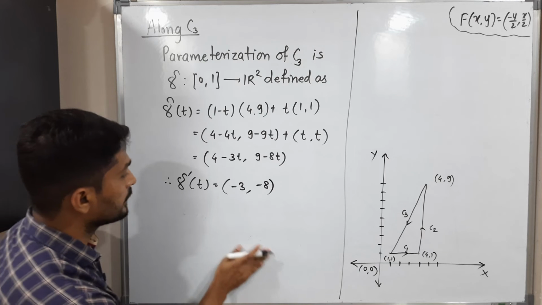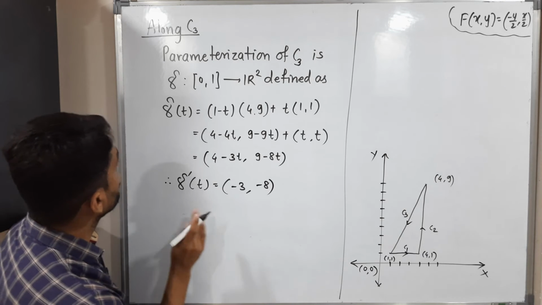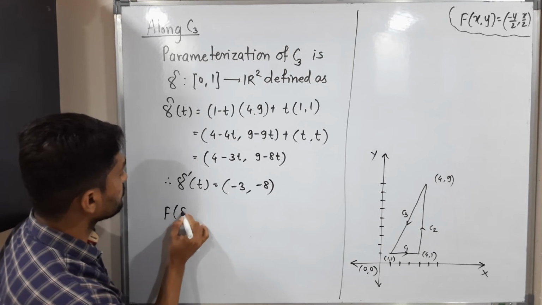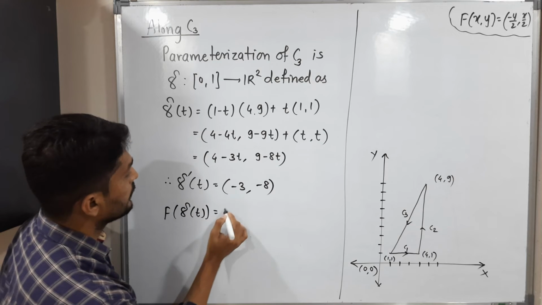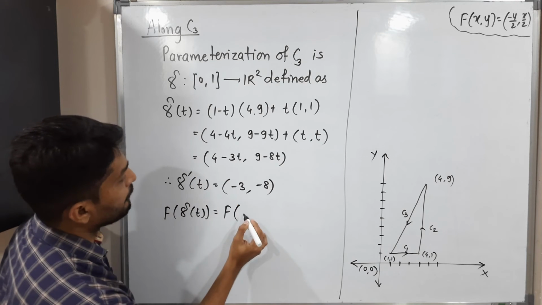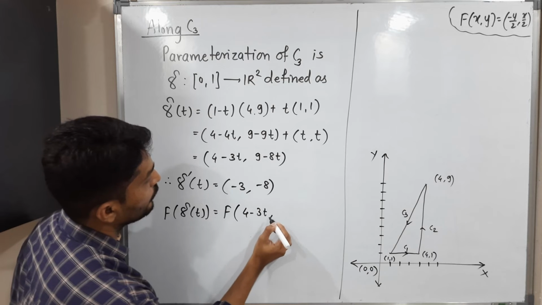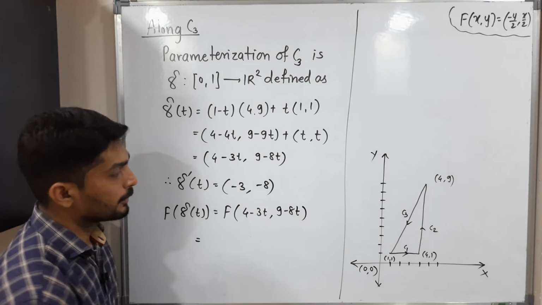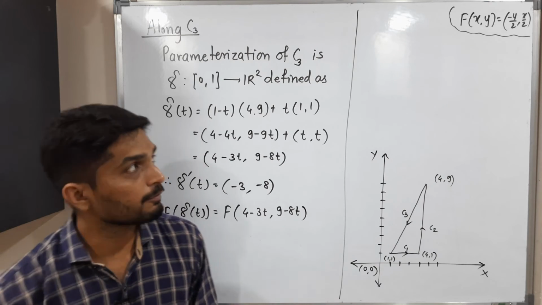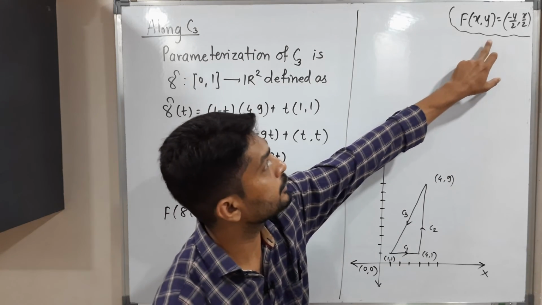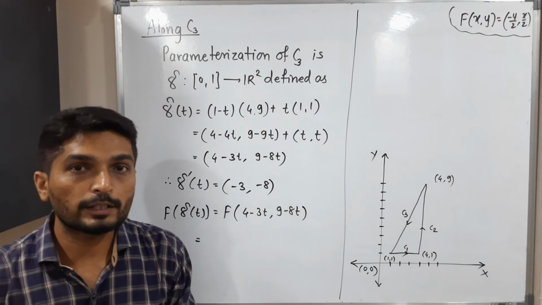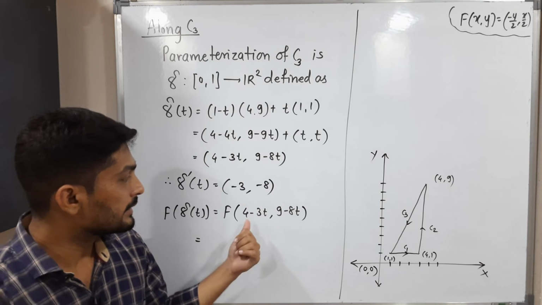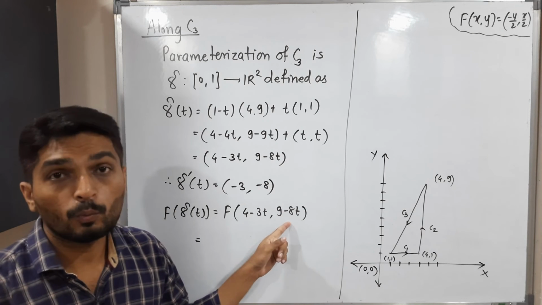Let us go further. Now what will I do? I will go for f of gamma of t. So this is equal to f of, what is my gamma of t? (4 minus 3t, 9 minus 8t). Okay. So we have to apply the definition of f. Okay, I have kept that definition here. So the definition is (minus y by 2, x by 2). This is my x and this is my y.